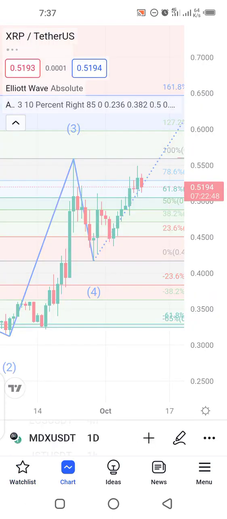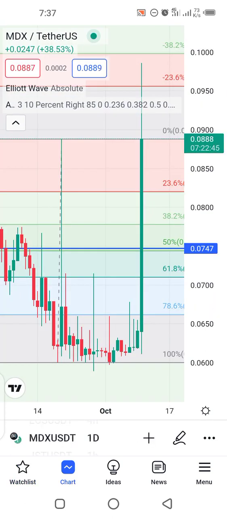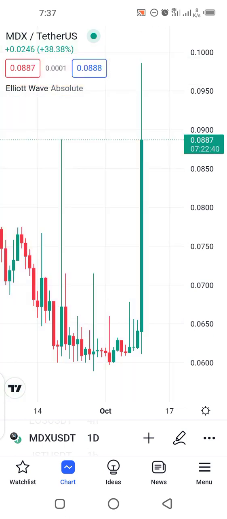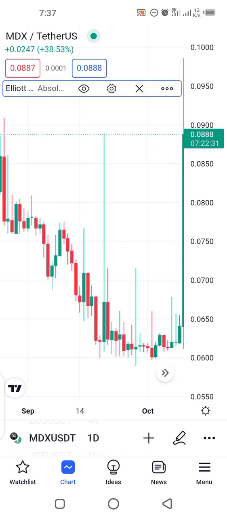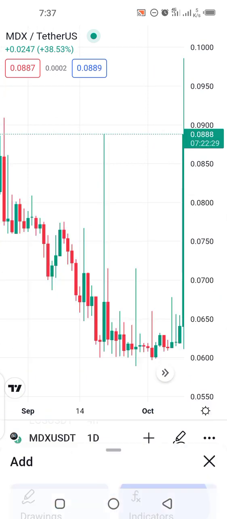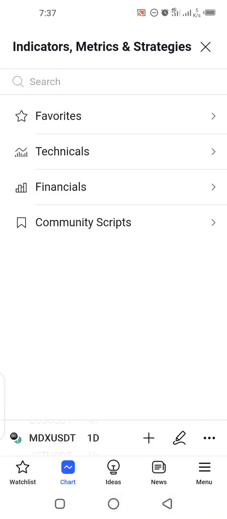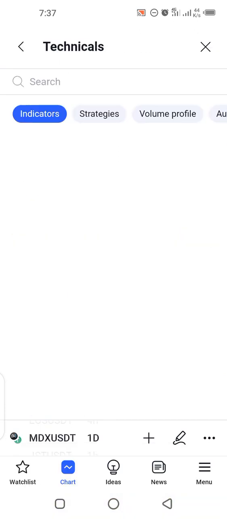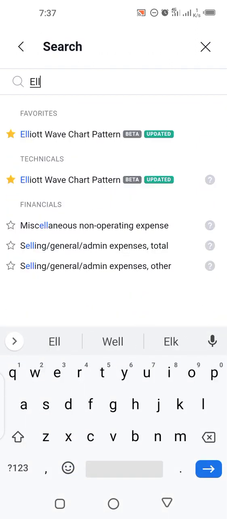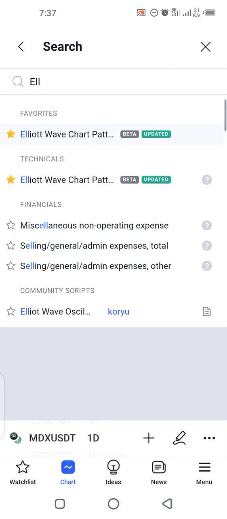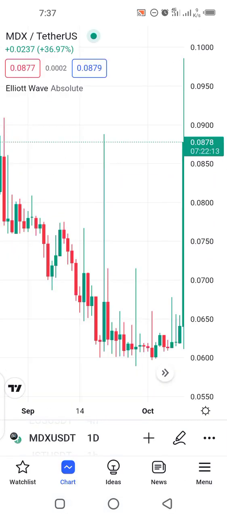All right, so I'll start with the indicator that we discussed today in the morning. When you tap on the plus sign, these are ordinary candles. You come to FX indicators and then technicals, and you type in our indicator called the Elliott wave chart pattern. So here we go, we drop in our Elliott wave chart pattern.